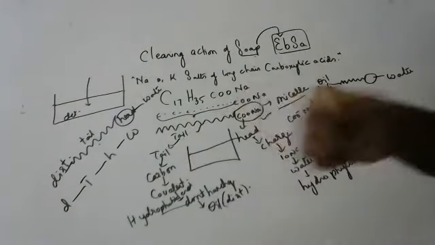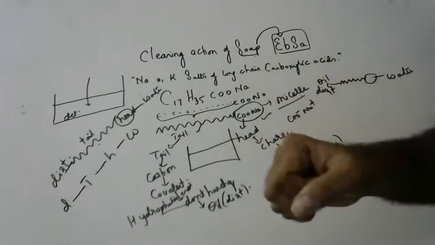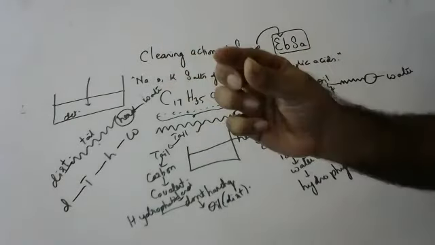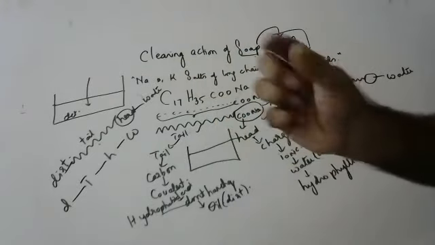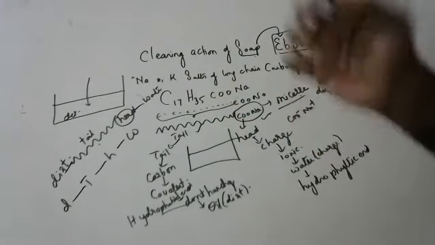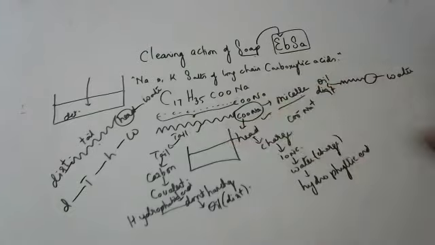Why do we rinse the cloth while cleaning? Say, big dirt molecules become small dirt molecules. That is called emulsification. So the cleaning action becomes easy, that's all.